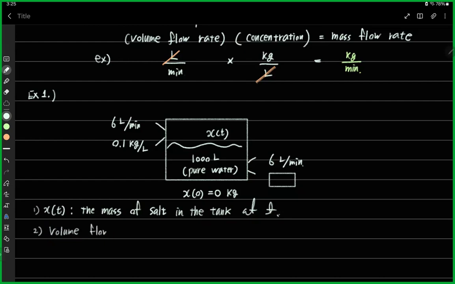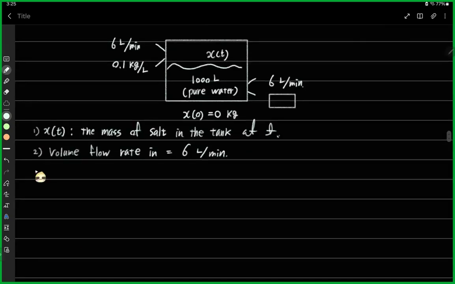Next, the volume flow rate in is 6 liters per minute. The volume flow rate out is the same amount as the rate in. And the concentration of salt is 0.1 kilogram per liter. So now what are we going to do? We put them into the conservation principle.